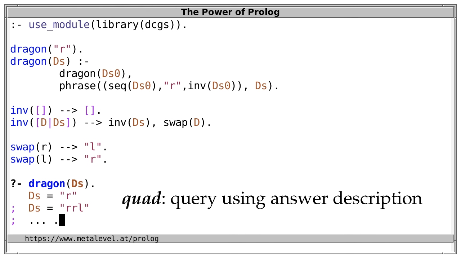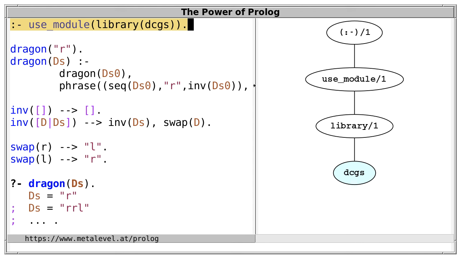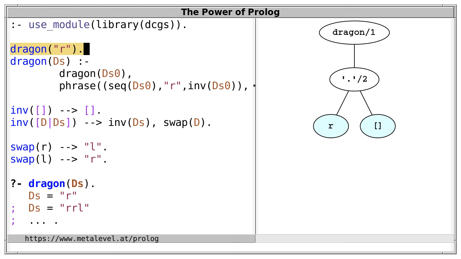And we can use this interaction as a QuAD, a query using answer description, to specify a test and expected answer. And we notice these are all read terms. For instance, this directive is a term with principal functor colon dash and one argument, followed by an end token, a dot. Likewise, this clause, a fact in this case, again a read term.